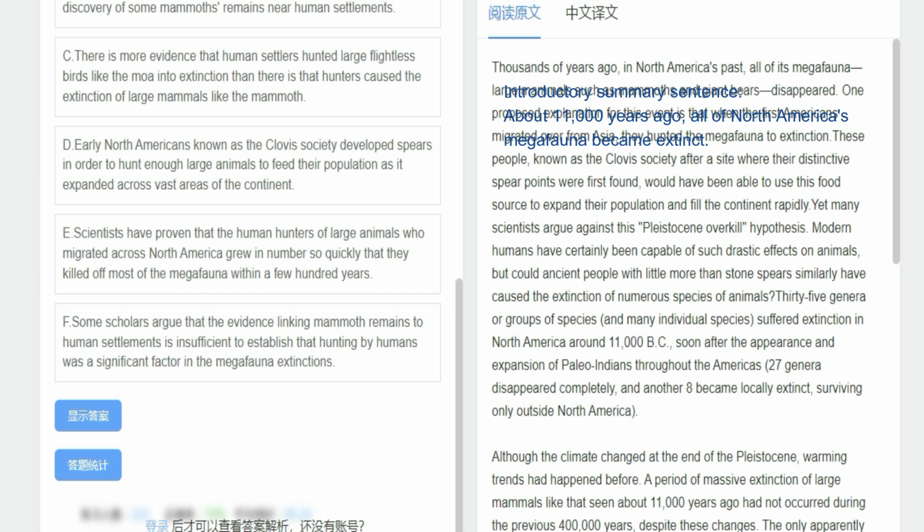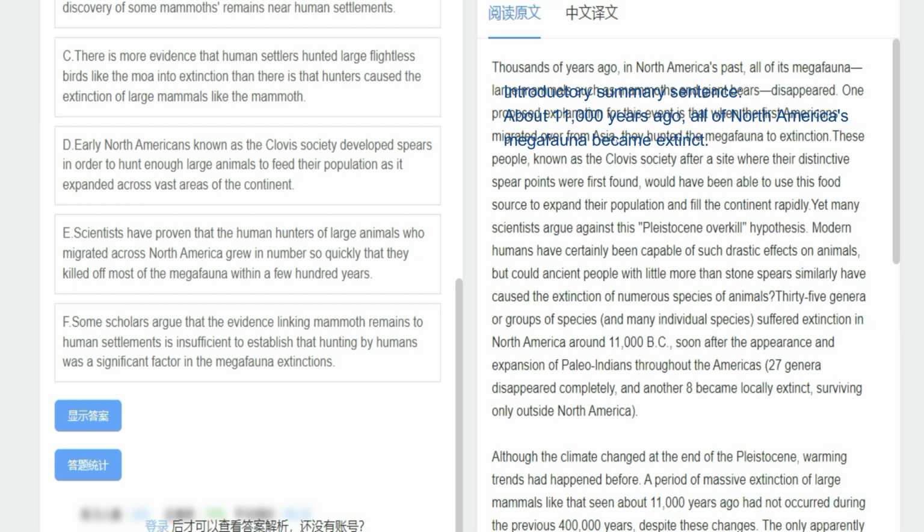D says hunt enough large animals. That is wrong. Enough is the wrong one. If they killed just enough animals to feed their population, the large mammals might not have gone extinct. That is, if it was just enough large animals were killed. It doesn't explain the introductory summary sentence that all that megafauna became extinct.